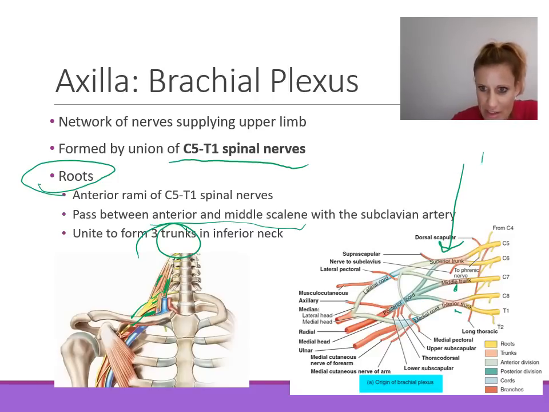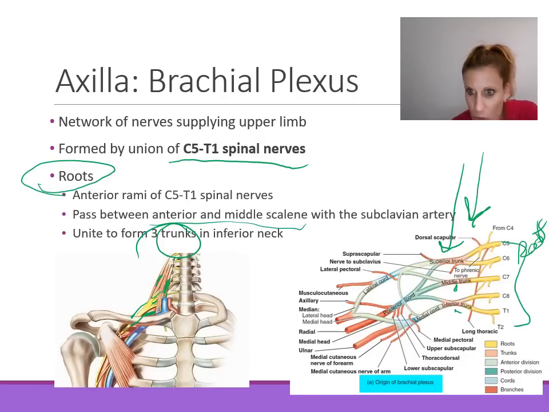This is a nice schematic that shows you this process. The roots are here in yellow. So you see the spinal nerves, right? It's from C5 down to T1. The roots are shown in yellow, and then you see the trunks are in this peach color.